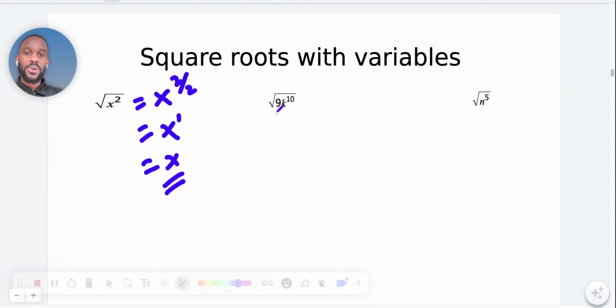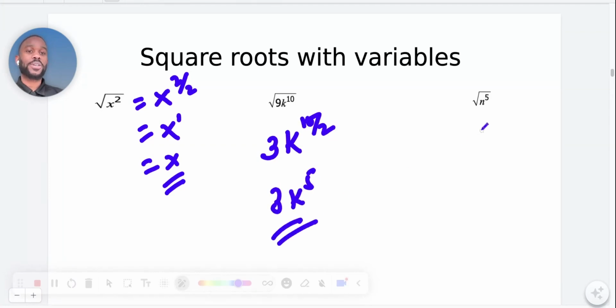What about the root of 9k exponent 10? First of all, we know the root of 9. The root of 9 is 3. And then look at k exponent 10. Is 10 divisible by 2? Yes. So it's the same as k to the 10 divided by 2, and this gives you 3k to the 5th as your answer.